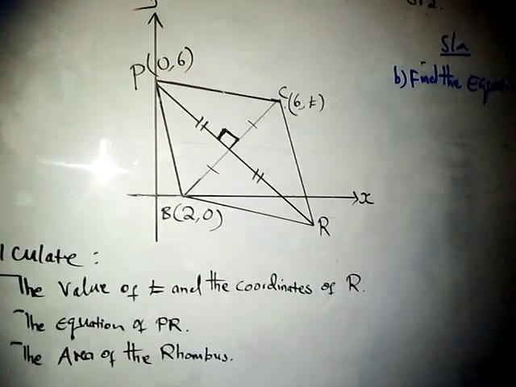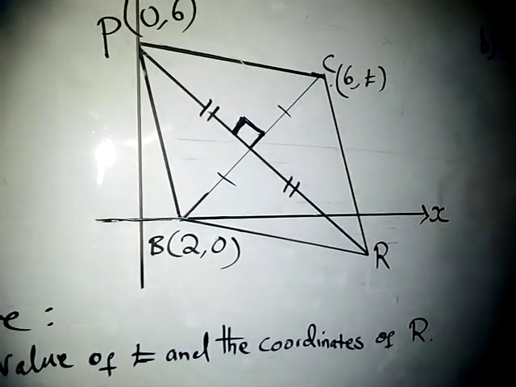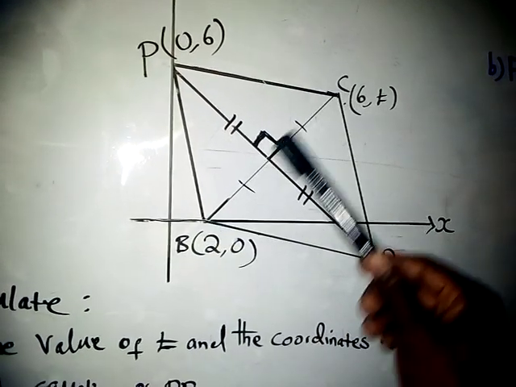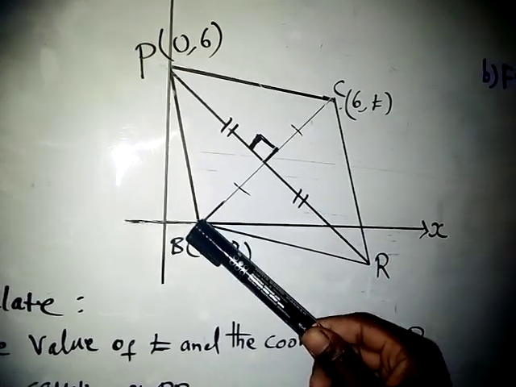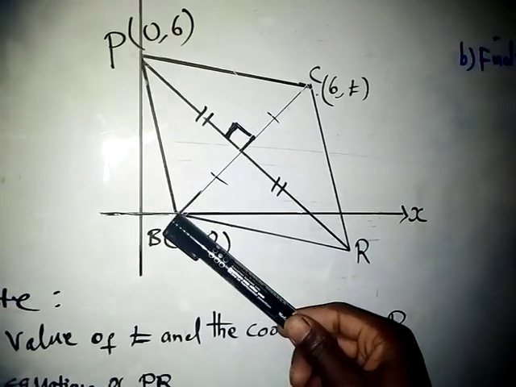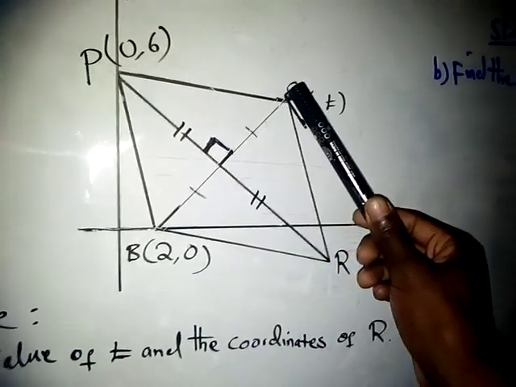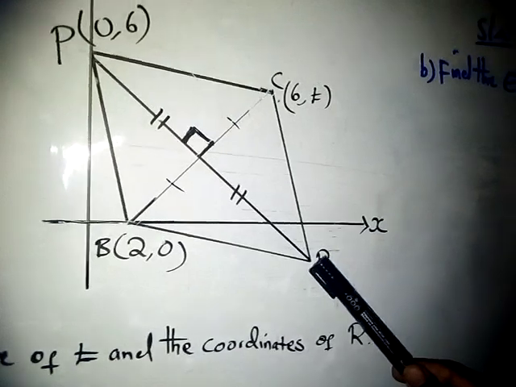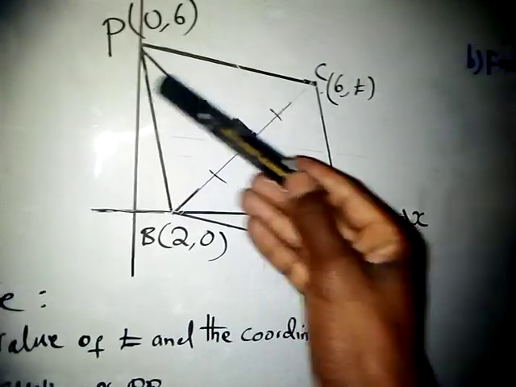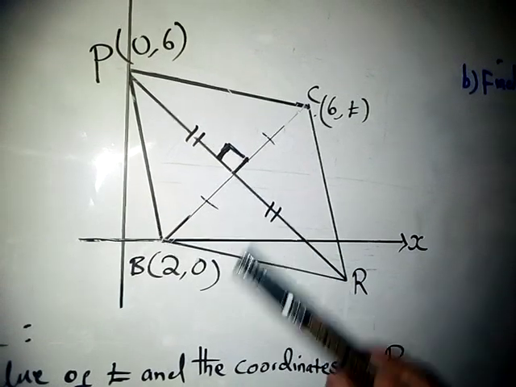Well, it's simple. The concept we're going to use here is that we can easily calculate the gradient of this particular line. And we know the gradient of this line times the gradient of line PR will give us -1, because these two lines are perpendicular to each other. So the product of the gradients of perpendicular lines equals -1.